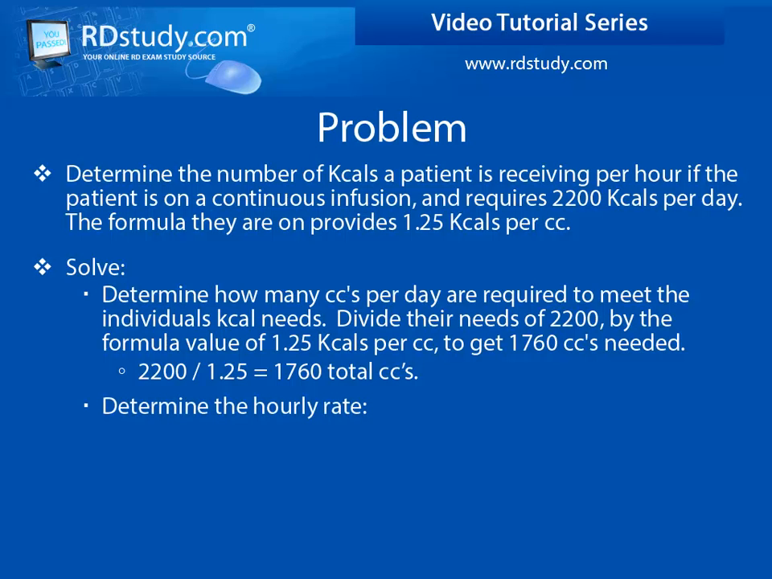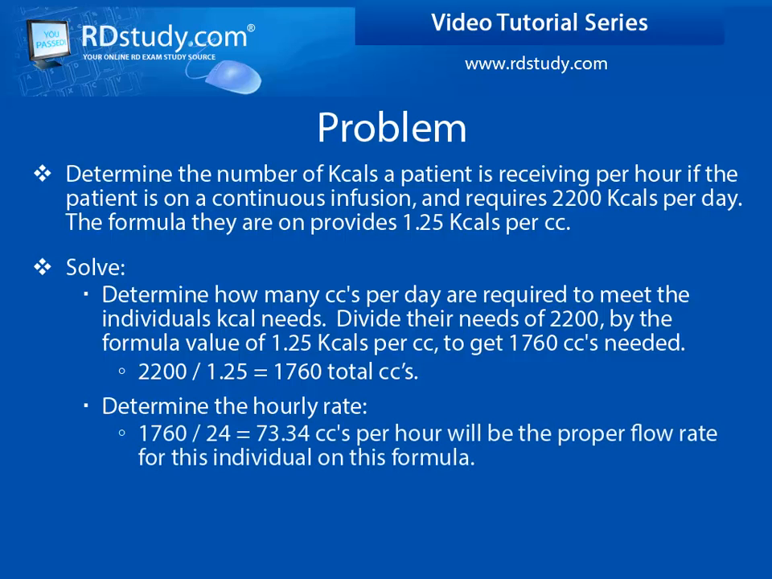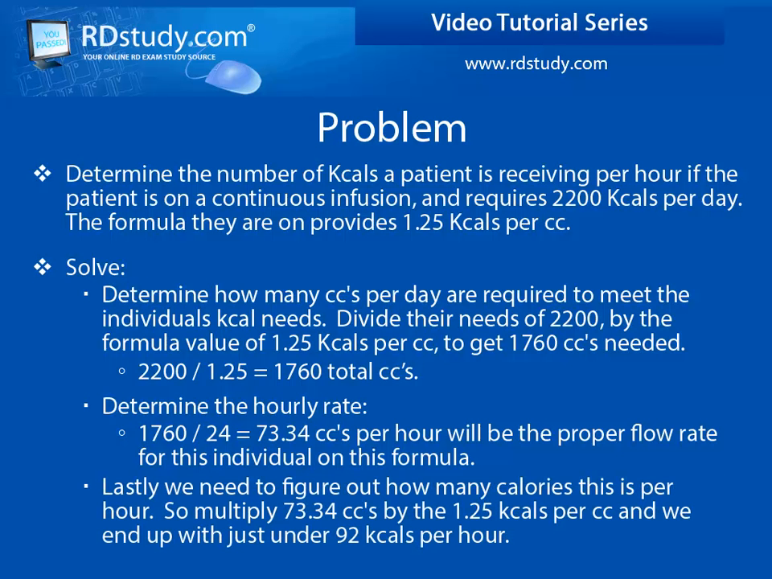Next, we want to determine the hourly rate, so we need to divide the 1760 by 24 since it is a continuous feeding or infusion. 1760 divided by 24 equals 73.34 cc's per hour, which will be the proper flow rate for this individual on this formula. Lastly, we need to figure out how many calories this is per hour.